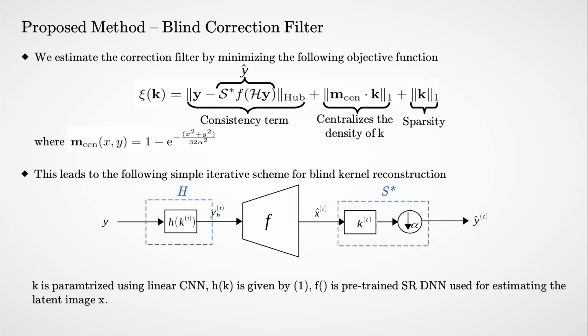We take the observed image Y and convolve it with H from the expression we saw previously. Then we upsample it using a pre-trained SRDNN for estimating the latent image X. That is then downsampled using K to get Y hat, which we require to be as close as possible to Y.